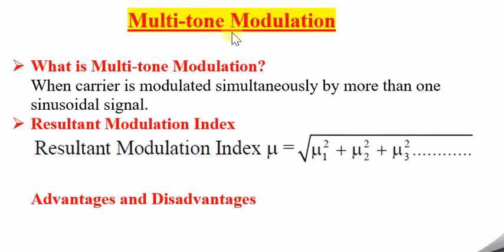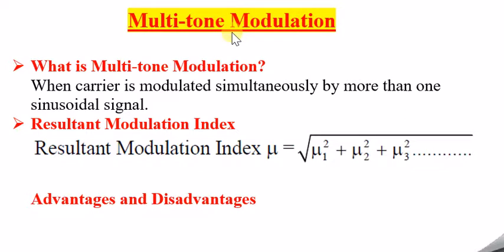Now we will try to define multi-tone modulation. It is a type of modulation in which the message signal consists of various frequency components that are modulated. When do we go for single tone modulation, and when do we go for multi-tone modulation? That we will try to understand now.